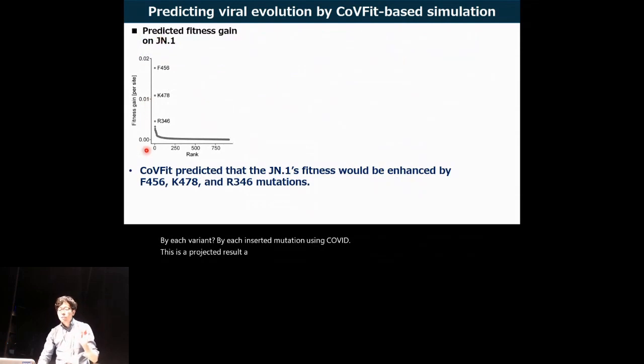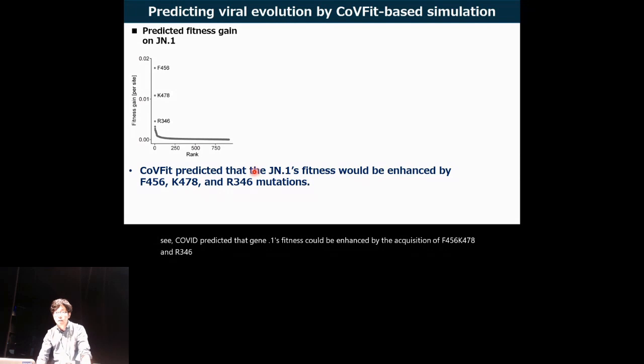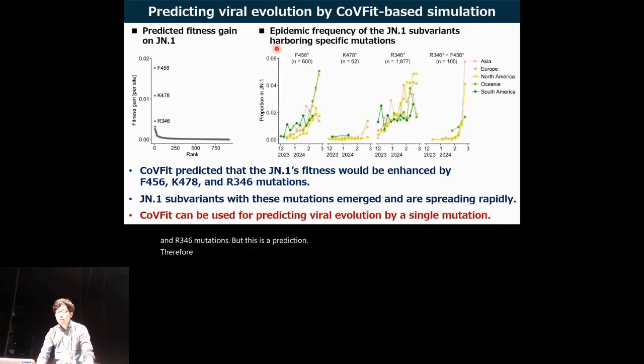The y-axis indicates the fitness gain by each mutation, and each dot indicates a mutation result. And mutations are ranked according to this y-axis value. As you can see, COPFIT predicted that JN.1's fitness would be enhanced by the acquisition of F456, K478, and R346 mutations. But this is a prediction. Therefore, we examined whether JN.1 subvariants acquiring these specific mutations actually emerged and spread in the world or not.